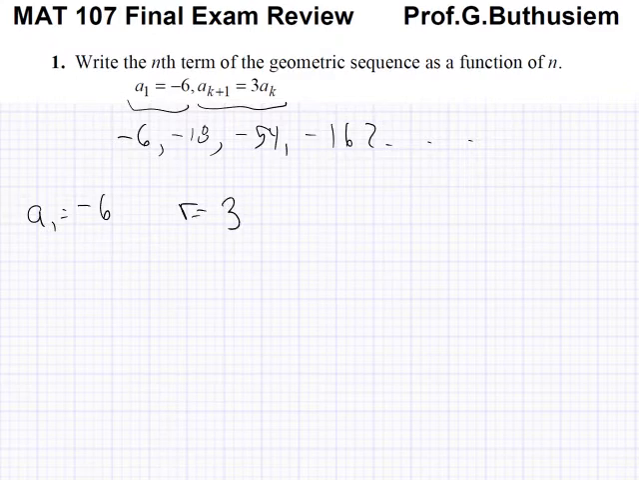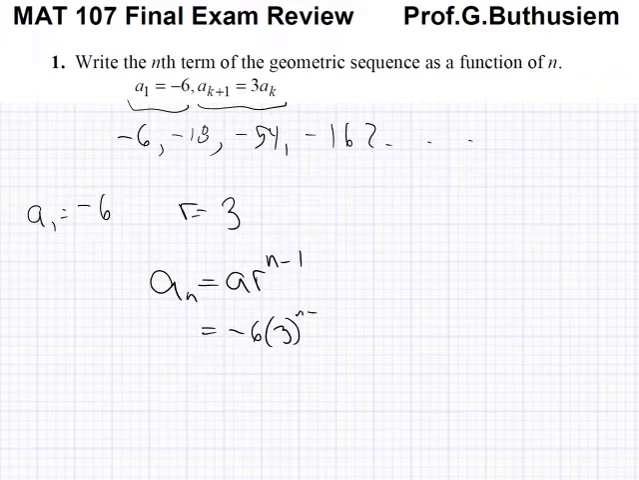So you see the first term is -6, that's a, or a sub 1, and our ratio is 3. So the way you find the nth term is ar to the n minus 1. So in this case it would be -6 times 3 to the n minus 1.